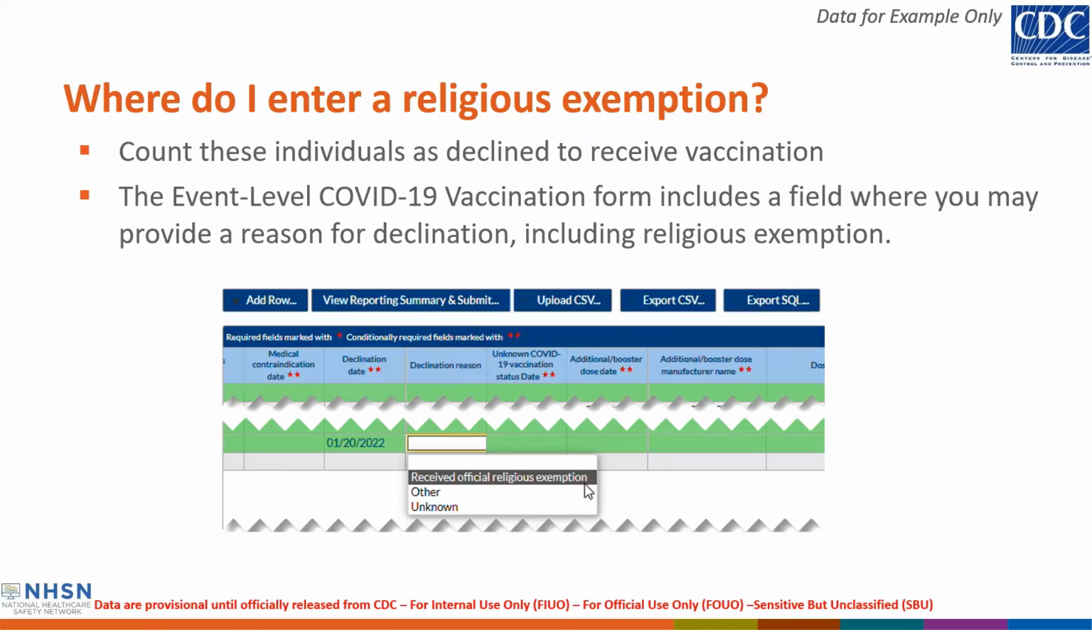This is one example of those types of improvements. We've heard from a lot of folks that they would like a way to track when someone is declining their vaccination if it is due to an official religious exemption. And so if you use our optional event level COVID-19 vaccination form, we've created a field for declination reason. It's an optional field, but you'll see that one of those options, if you look at the example here, is that the declination was due to an official religious exemption. You can also choose other or unknown. So hopefully this helps the many users that have written to us asking for a way to track this religious exemption. So this would still count as a declination for the purpose of weekly summary reporting, but you have that documentation here.